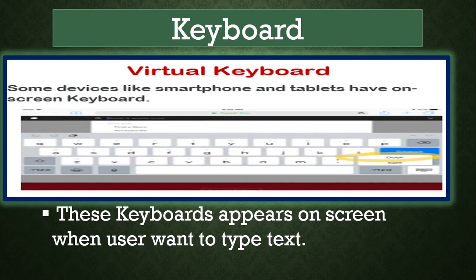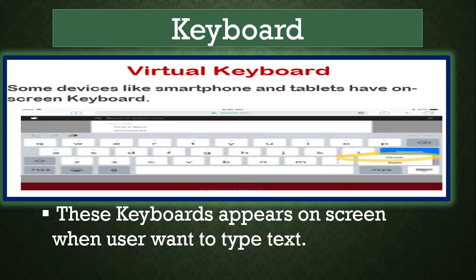Third is virtual keyboard. Some devices like smartphones and tablets have an on-screen keyboard. These keyboards appear on screen when the user wants to type text. Virtual means that it doesn't exist in reality. Okay, that doesn't exist in the real world.